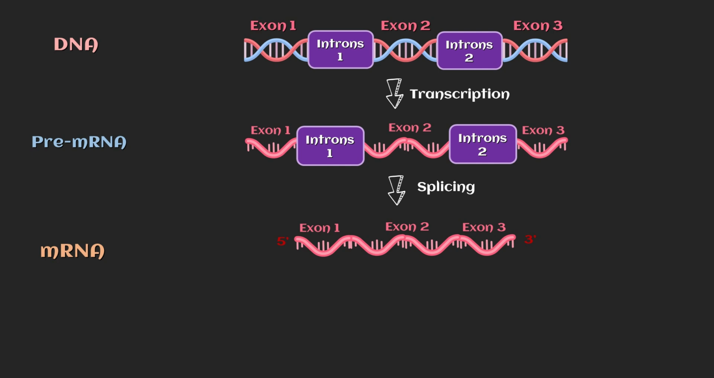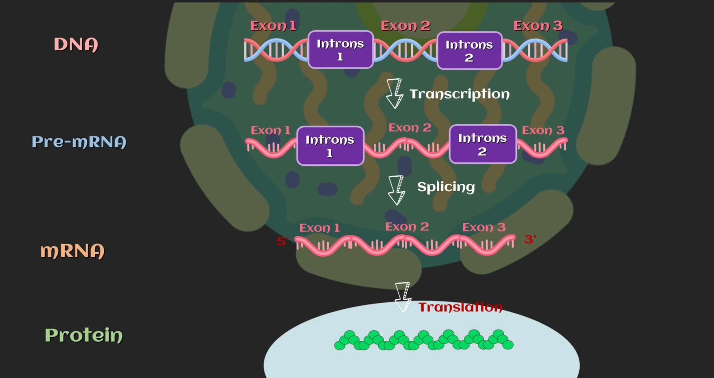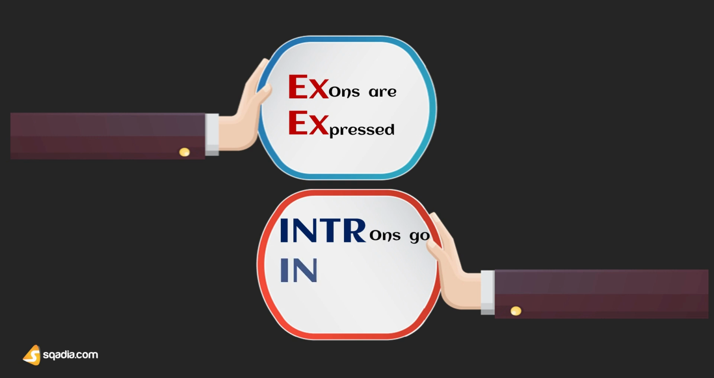During splicing, the exons are always joined together in the same order they are found in the original DNA. So, the correspondence between the gene and polypeptide sequences is maintained. Then there is protein synthesis, called translation. In eukaryotes, transcription occurs in the nucleus, and translation occurs in the cytoplasm. Let's memorize it using a mnemonic. Exons are expressed and introns go in the trash.